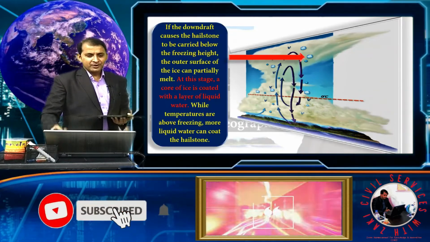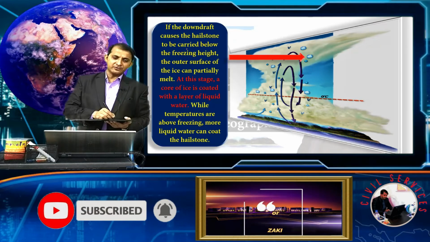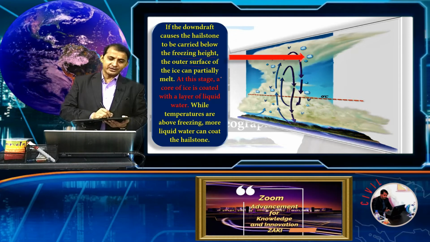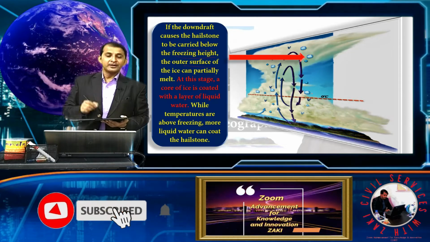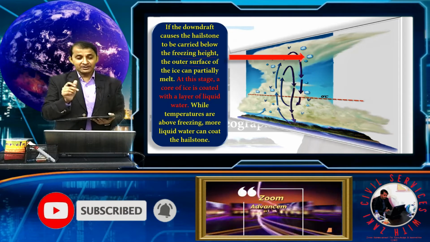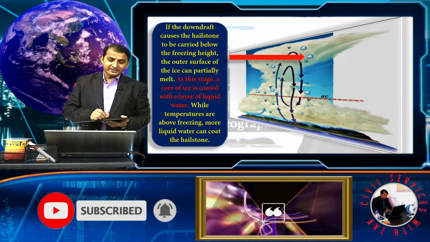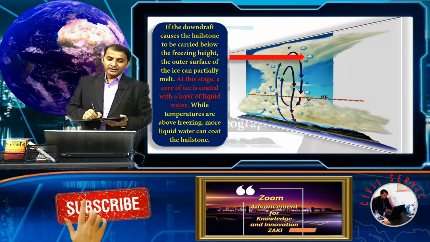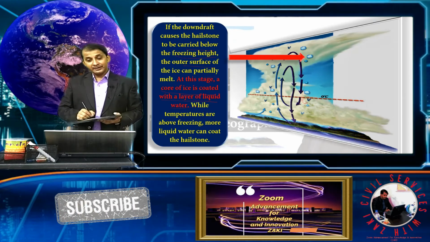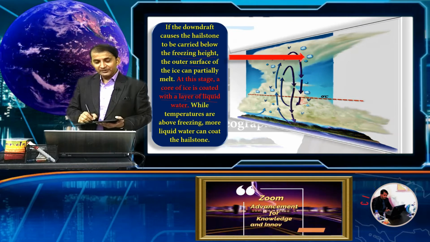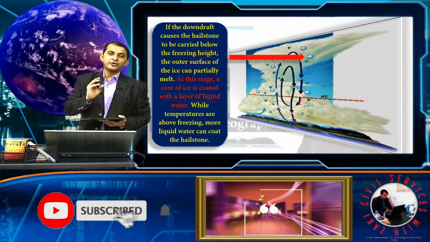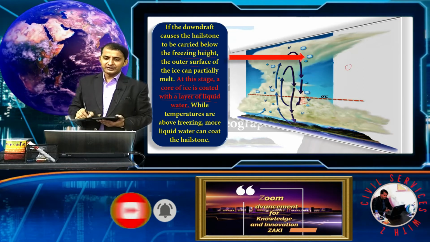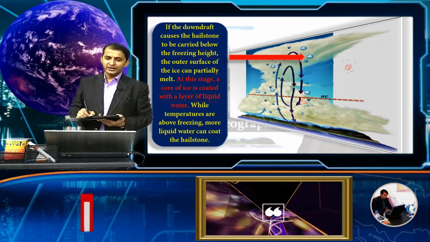So next step, if the downdraft causes the hailstone to be carried below the freezing height, the outer surface of the ice partially melts. So they go to here and they partially melt, and at this stage the core of the ice is coated with a layer of liquid water. So it is covered by one layer. This is the ice and this is coated with the liquid water.